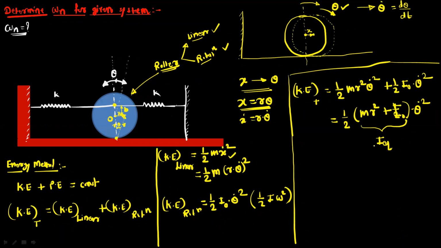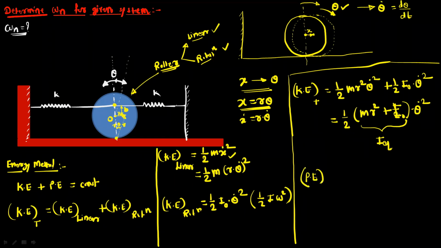Sometimes in the problem, it will be asked to find out the equivalent mass moment of inertia or equivalent mass of the entire system. So we should write this complete equation in the standard format of the kinetic energy, and then you can find out the equivalent mass or equivalent mass moment of inertia. So this is the equation for total kinetic energy. Now write the equation for potential energy.